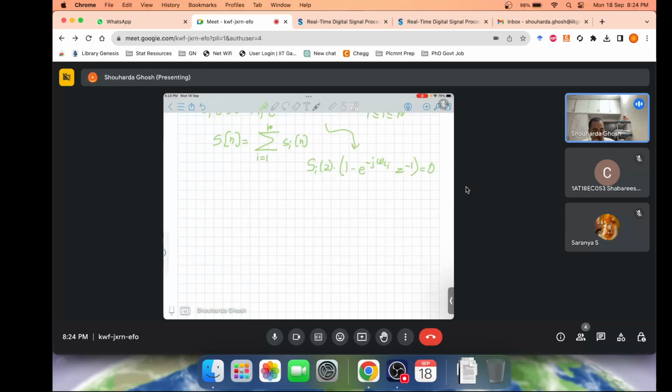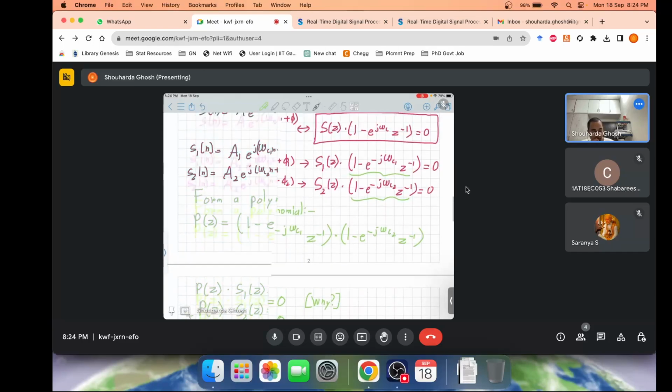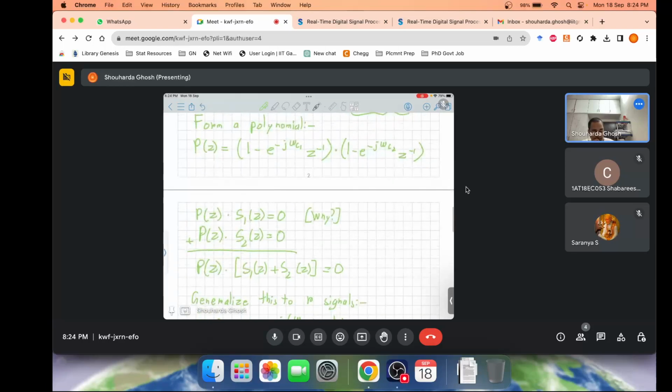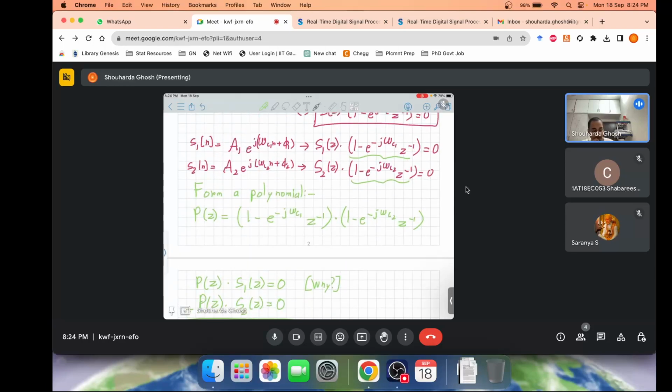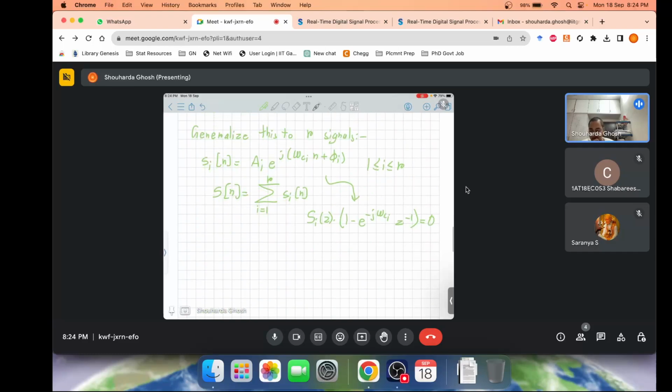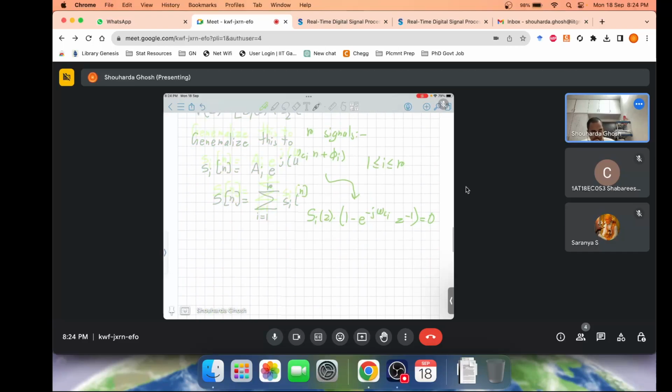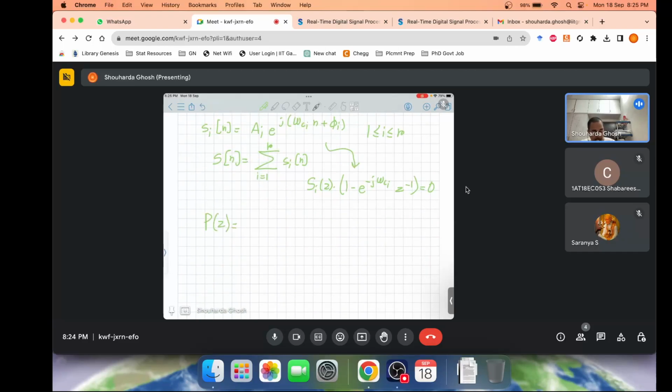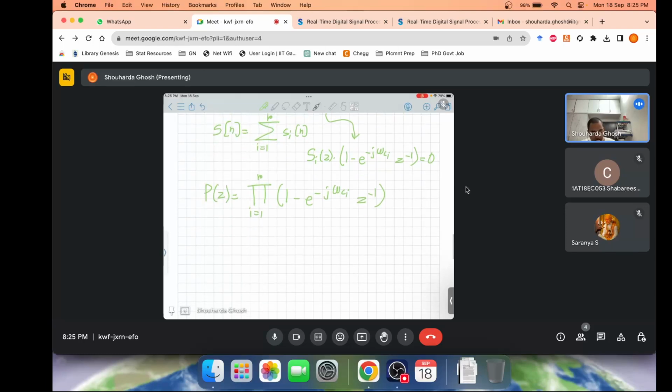Now we proved earlier that for two signals S1 and S2, when I sum them up and multiply with the polynomial corresponding to frequencies ω1 and ω2, I get 0. So I can extend it to R signals. What do I get? P(z), which is the product, capital Pi means product, of the terms (1 - e^(jω_i) z^(-1)). And P(z) times S(z) will be equal to 0.